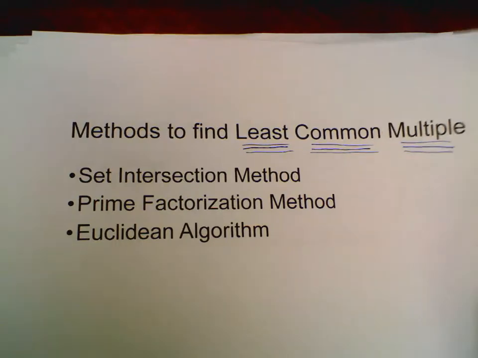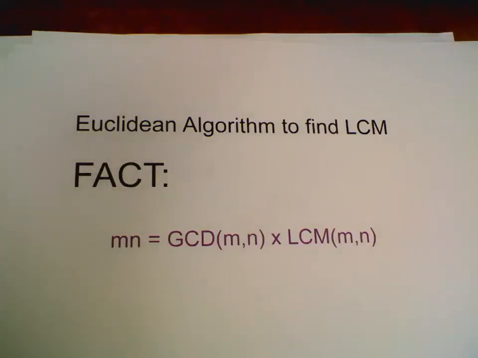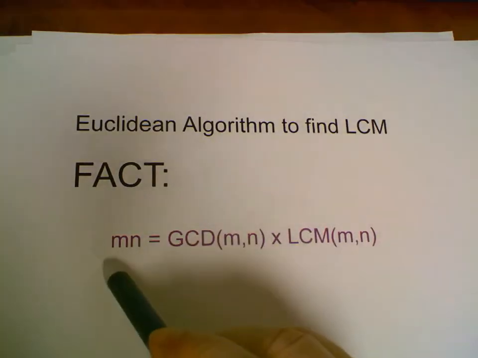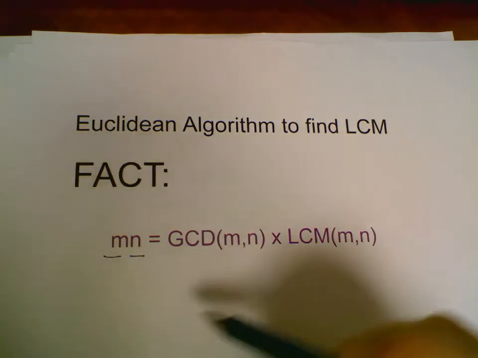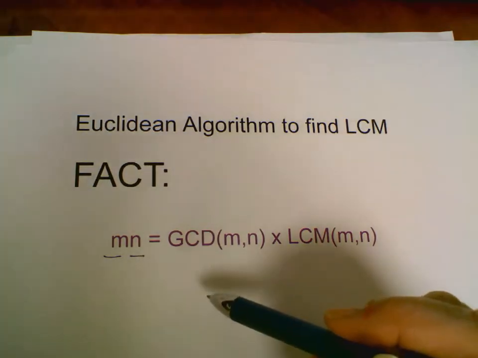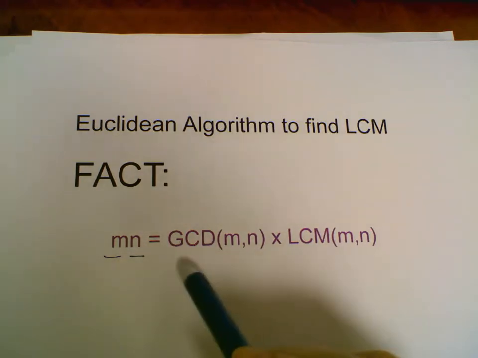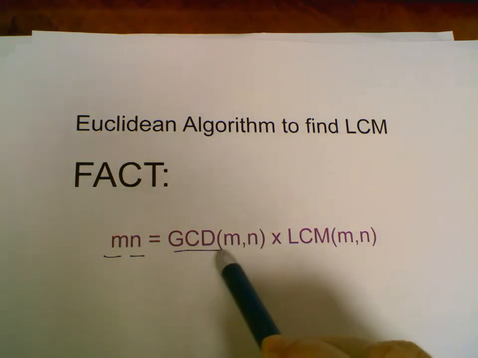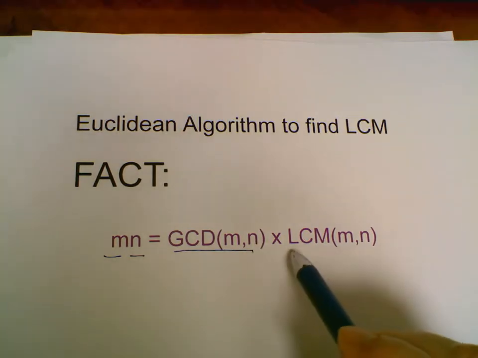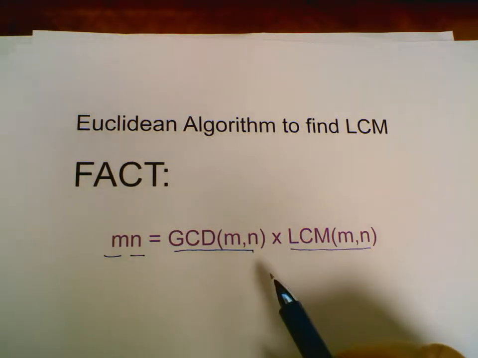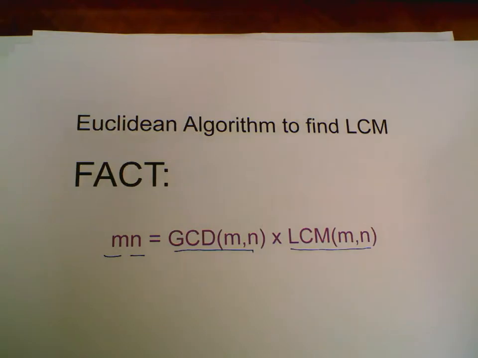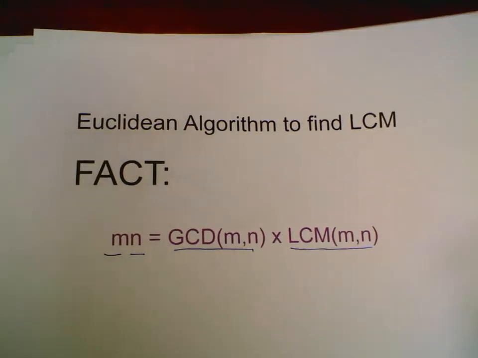It's based on one important fact. The important fact is when you multiply two numbers together, I just called them m times n, it equals the greatest common divisor times the least common multiple. We'll come back to that fact. It's very important. Pause the video and read that again if you need to.